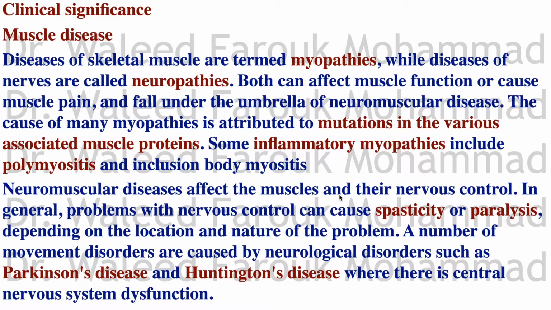And also some inflammatory myopathies include polymyositis that affect the muscles. Neuromuscular disorders or neuromuscular disease can cause either spasticity or paralysis, depending on the location and the nature of the problem. For example, if the patient has an upper motor neuron lesion, the muscle will be spastic because of the loss of control of the lower motor neurons that supply the muscles.